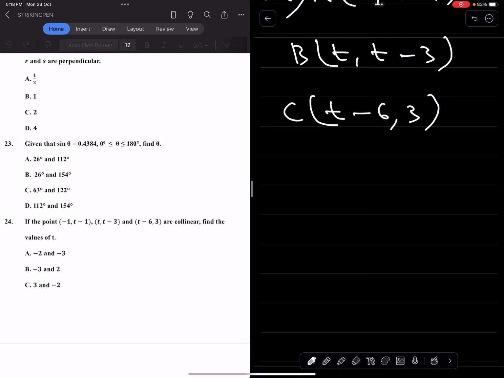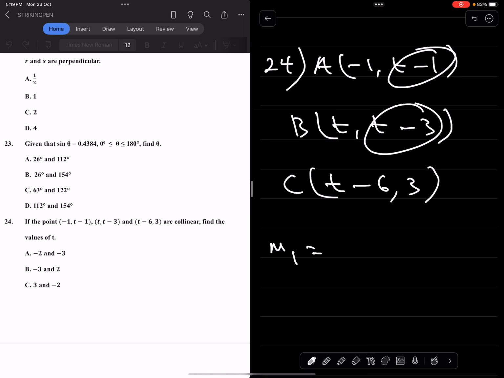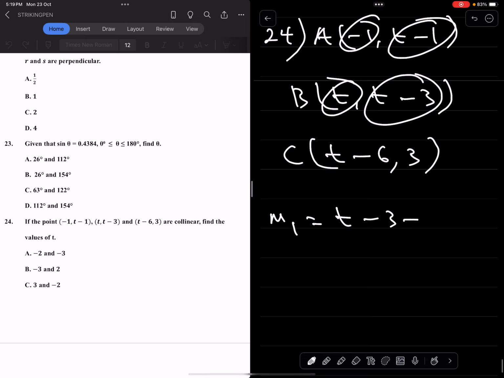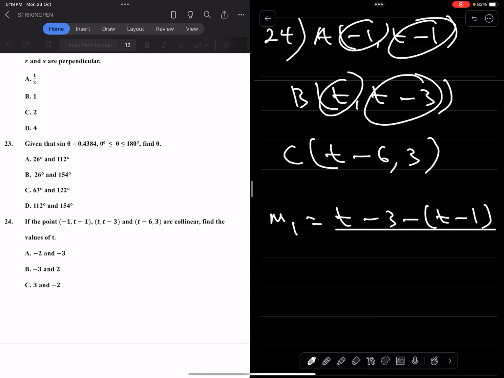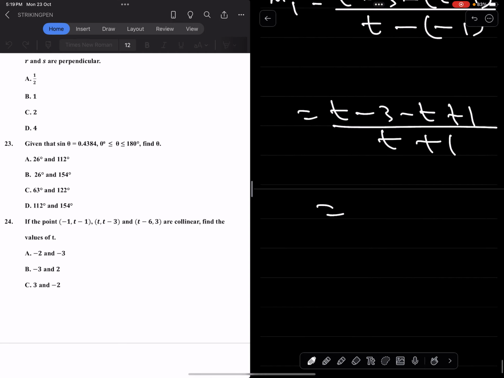Let gradient AB be m1. m1 is going to be y2 minus y1 over x2 minus x1. That simply means t minus 3 minus (t minus 1), all over x2 minus x1, which is t minus (minus 1), that is t plus 1. This is the same as t minus 3 minus t plus 1 over t plus 1, which is equal to t minus t is 0, minus 3 plus 1 is minus 2. That's minus 2 over t plus 1.